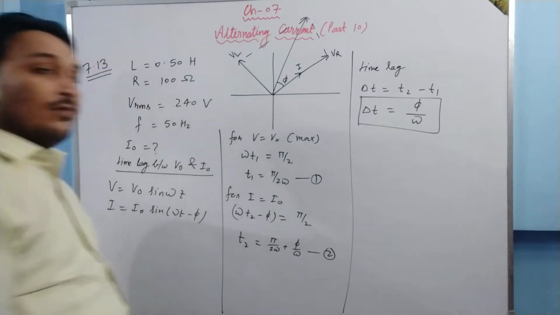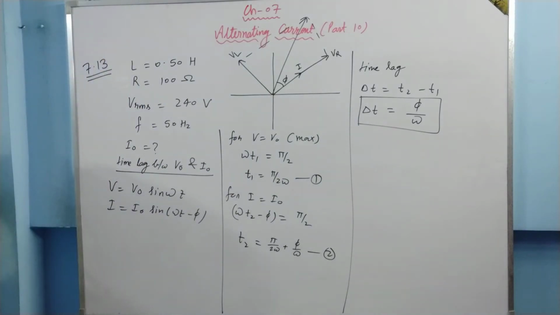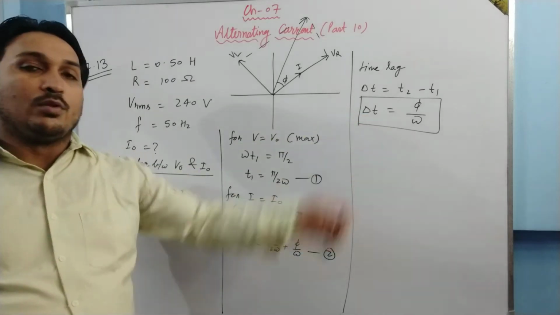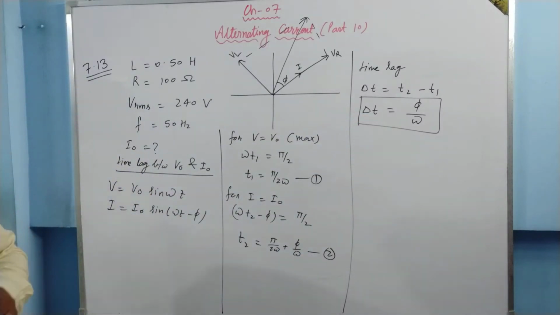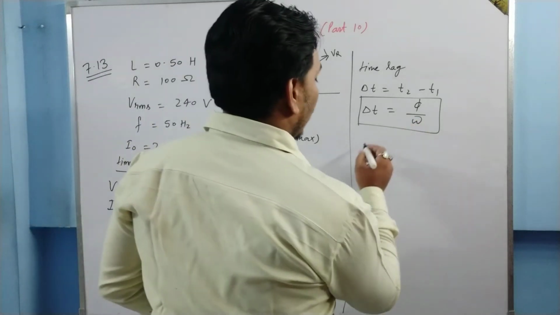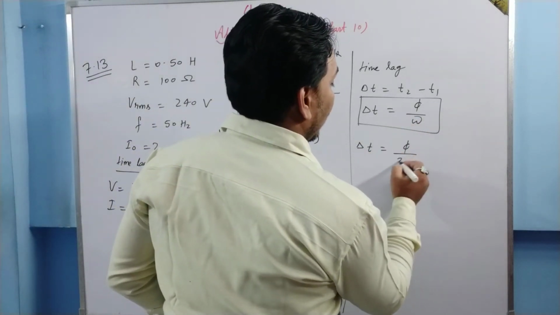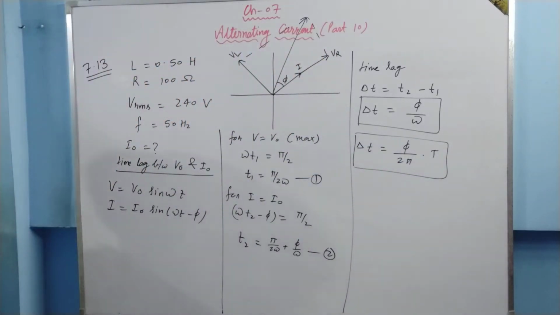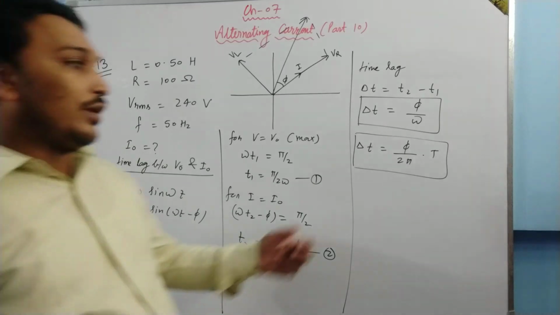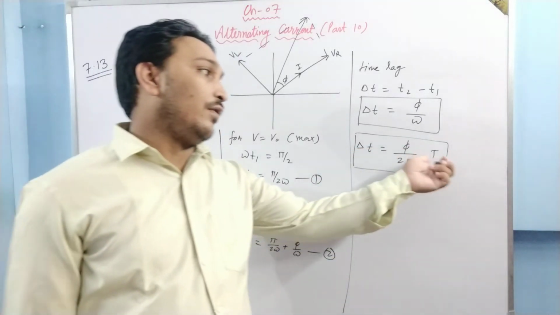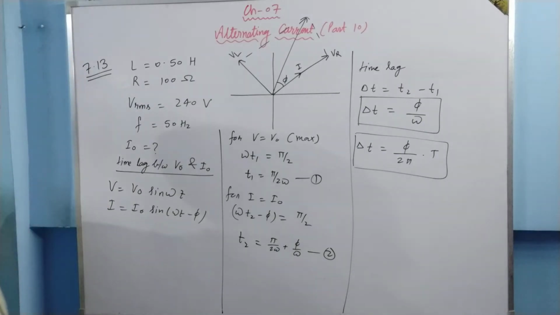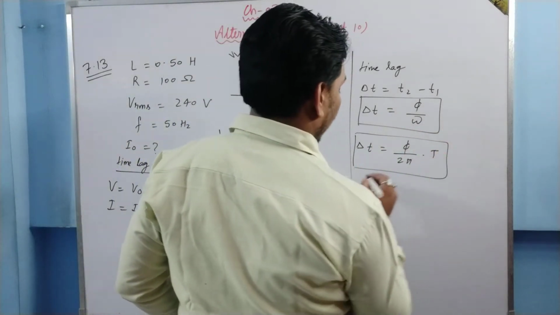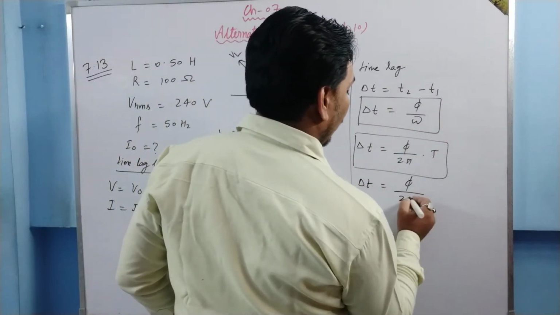From the next time, whenever someone asks what is the time lag between voltage maximum and current maximum, this is the formula: phi upon omega. Okay, and if you put the value of omega in terms of time period, it will be phi by 2 pi into capital T. So this is the formula, right? So what is the need? Need is to calculate the value of phi and to calculate the value of t. Or you can write in terms of frequency, so omega is equal to 2 pi f.